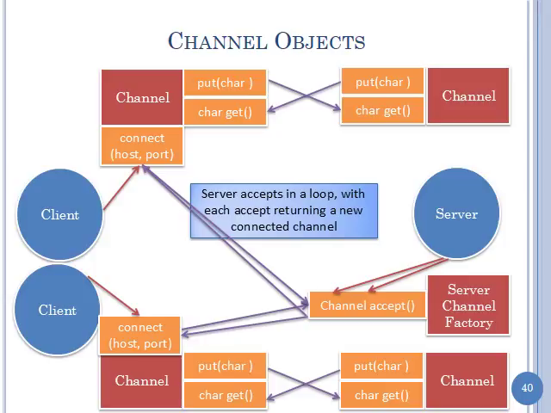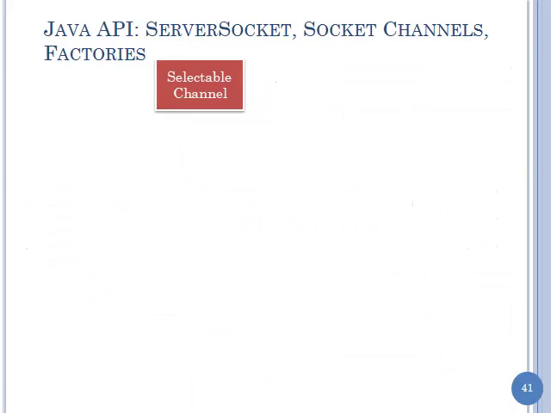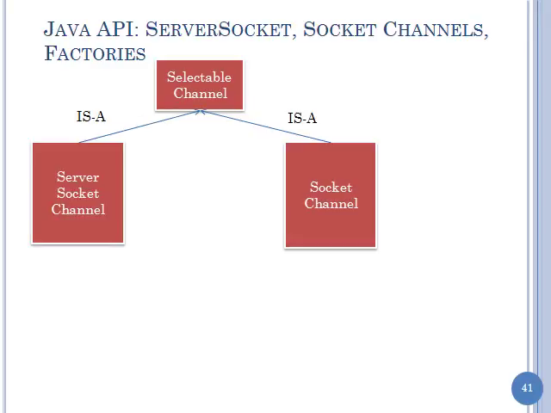So the channel, what I'm calling channel there on the top, is what data type in Java NIO? Yeah. Socket channel. And what is the server channel factory that I'm calling? Server socket channel. Okay. So they're both subclasses or subtypes of something called selectable channel. Okay. There's a server socket channel and socket channel. And why it's called selectable, we'll see later.